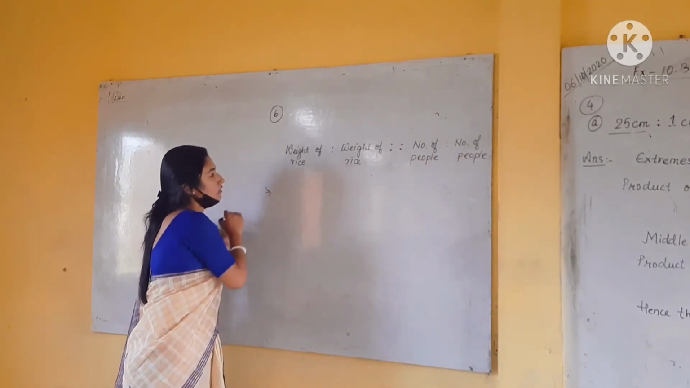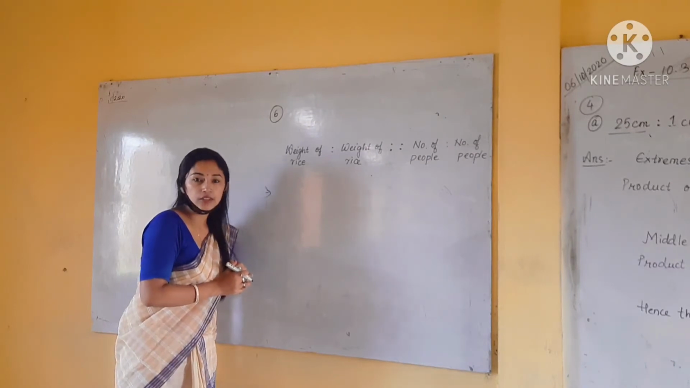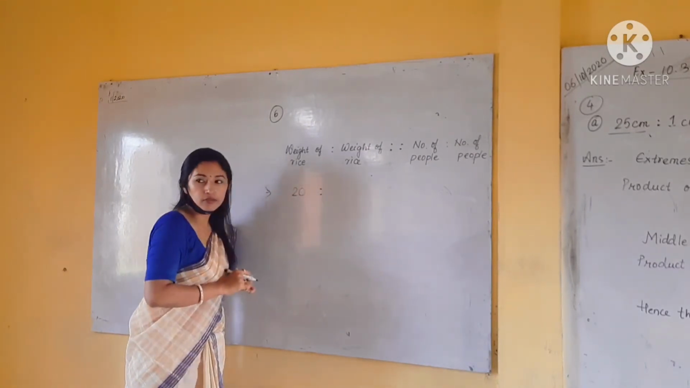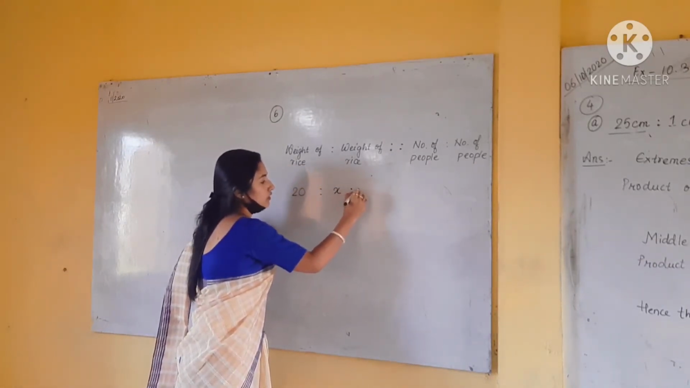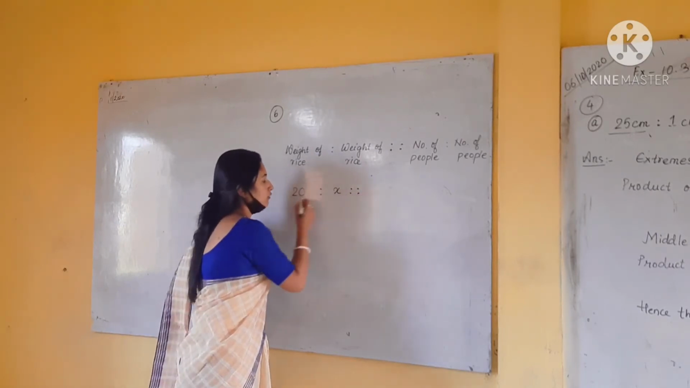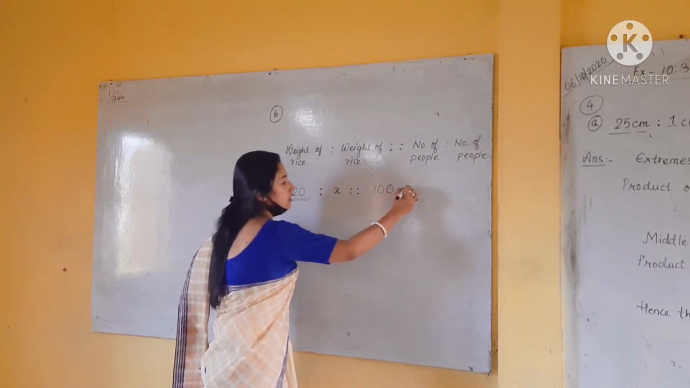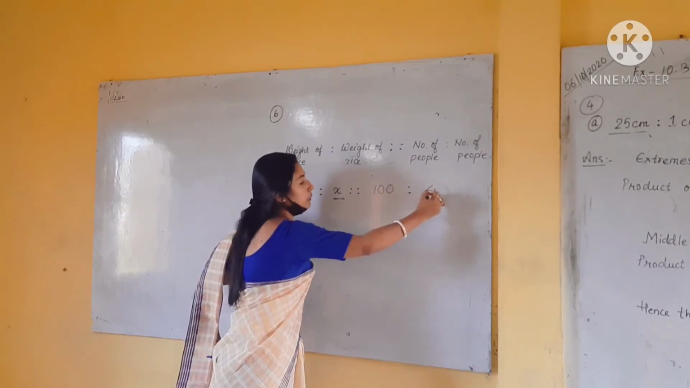So first of all we will write the weight of the rice. For the first condition, how much weight is given? 20 kg. And for the next one, the weight is not given, but we took x. So number of people 100. For 20 kg of rice we can serve 100 people. Then is to, for x kg of rice we can serve 40 people.